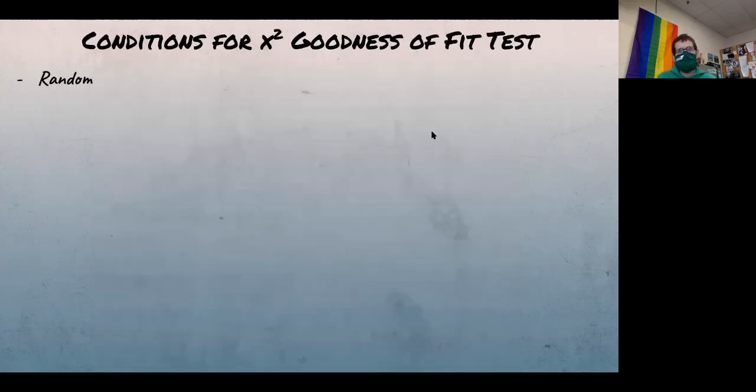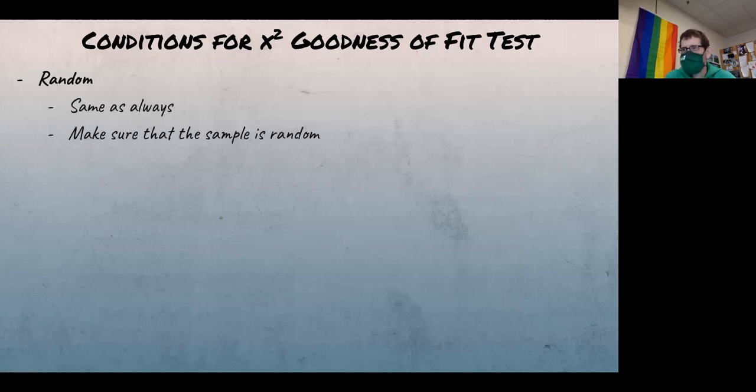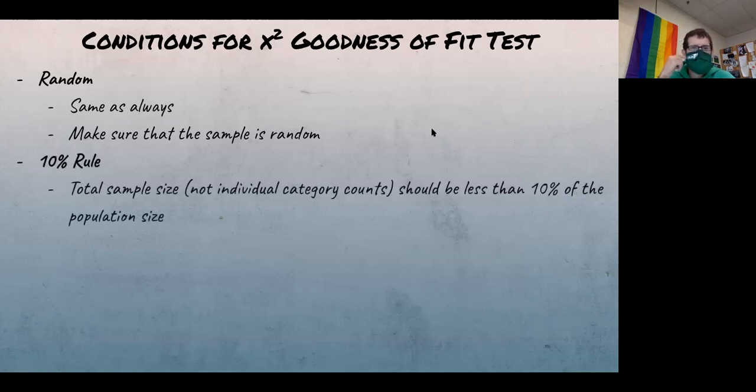All right. So here are the conditions, and we skipped over this before, but now we'll look into it. The conditions for a chi-square goodness of fit, you're familiar with this? Random, same as always, and we're good to go. The 10% rule is the total sample size should be less than 10% of the population size. So don't worry about the individual category counts. So in our last example, there were 90 rolls. Now that automatically, we don't need to worry about the 10% because they're independent. But still, it meets the 10% rule.